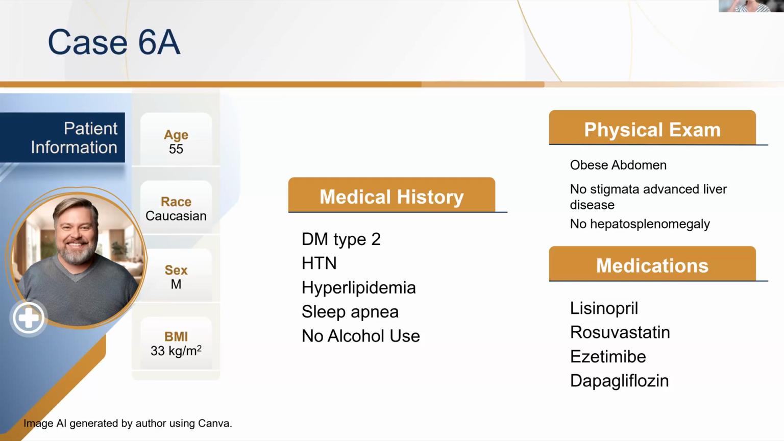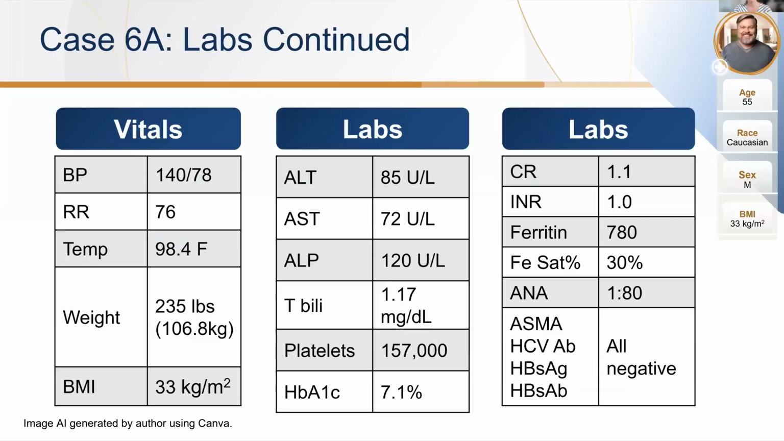When you see that, you should have your little spidey senses going off, that you can say spider angioma, spidey sense, that there might be some advanced liver disease going on, and you should be suspicious of having cirrhosis. Medications, again, nothing, no surprises there.